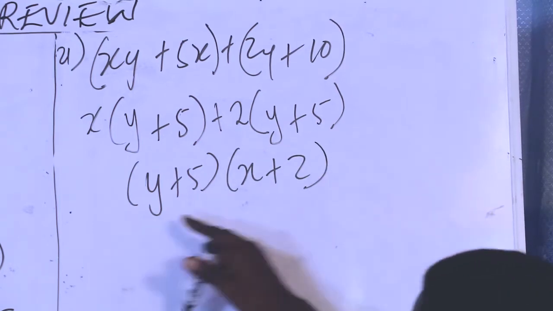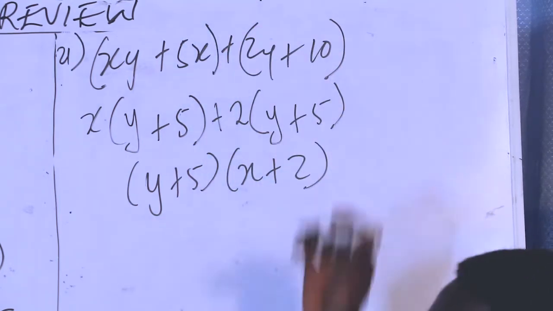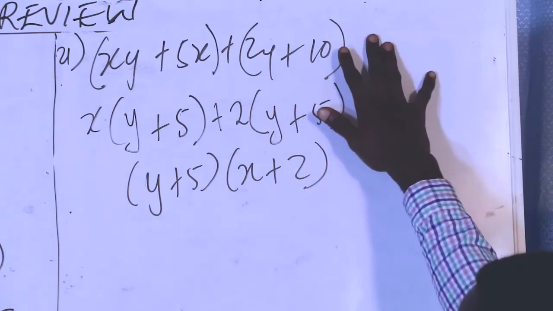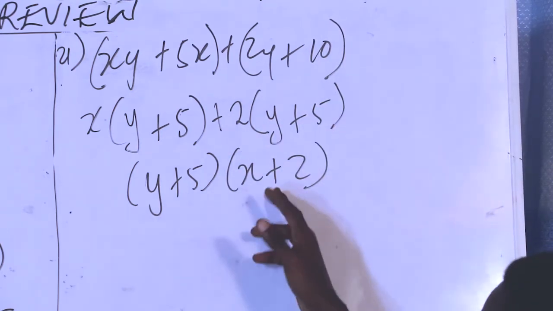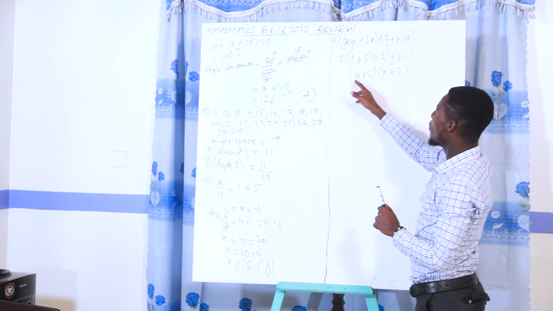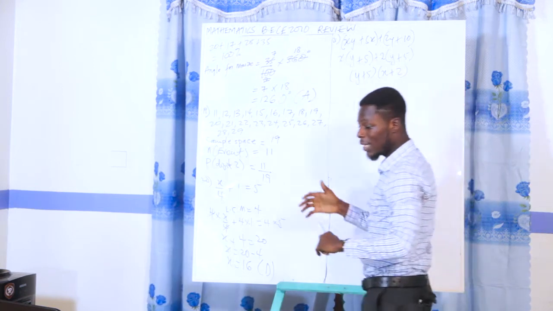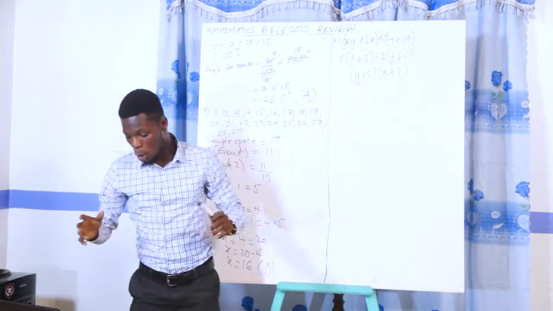So this is your factorized form of this expression. Now, with this, you can also decide to bring the x plus 2 before the y plus 5. Multiplication and addition are commutative, so they will all be correct. Let's look at our options.